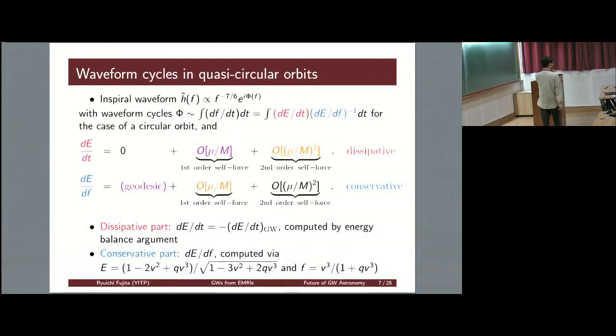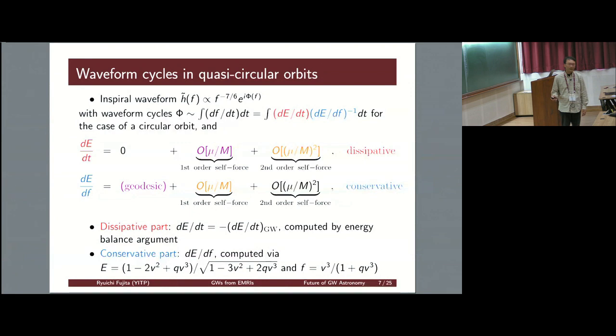To detect and measure the gravitational waves from extreme mass ratio inspirals, one will correlate the theoretical waveform with the data in the LISA detector. In this case, we should have the waveform frequency very accurately, which can be expressed by the integration in terms of df/dt.